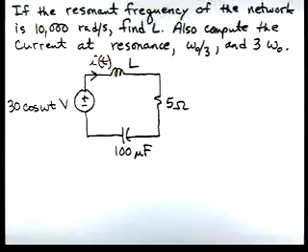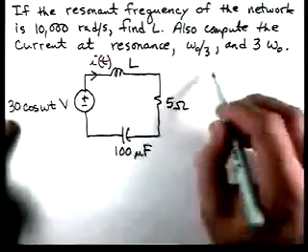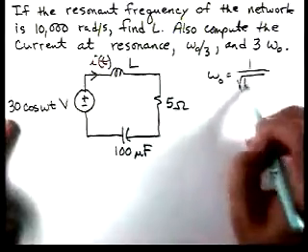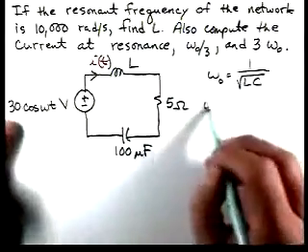In this problem, we're asked, if the resonant frequency of the network is 10,000 radians per second, find L. Also compute the current at resonance, omega naught over 3, and 3 omega naught. And remember, omega naught is the resonant frequency. So, we remember omega naught for a series RLC circuit is 1 over the square root of LC.